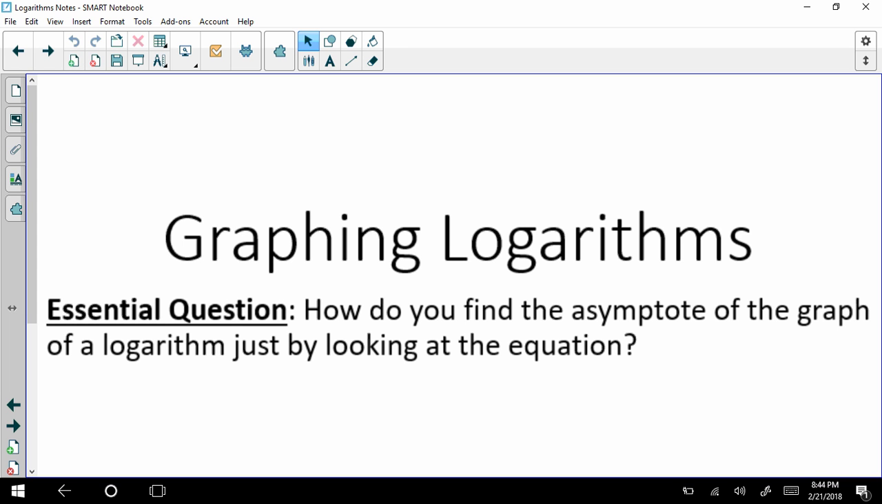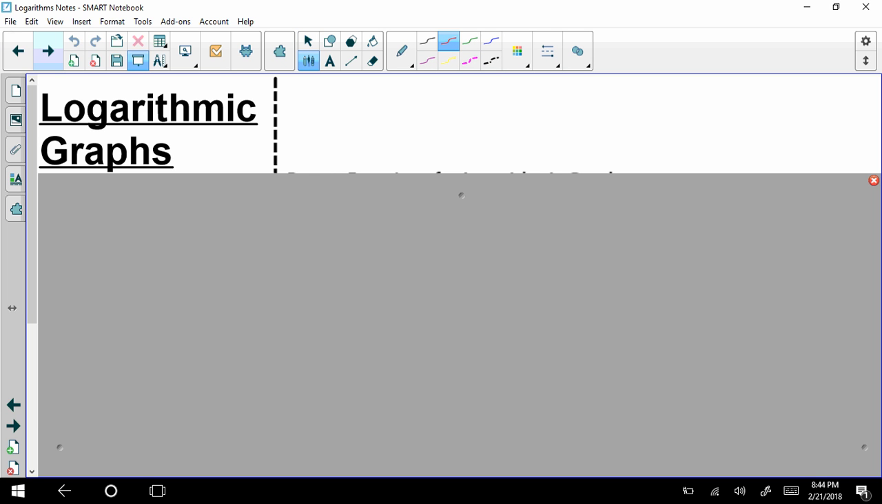Okay, so these are the notes for graphing logarithms. The essential question is, how do you find the asymptote of the graph of a logarithm just by looking at the equation? Okay, so our main idea today is logarithmic graphs. And you will want your graphing calculator because we're going to do this all on the calculator.